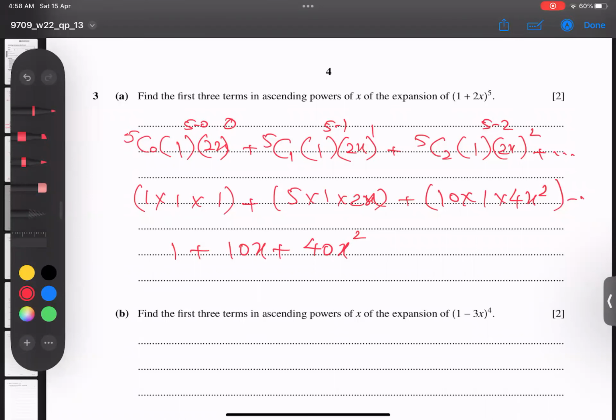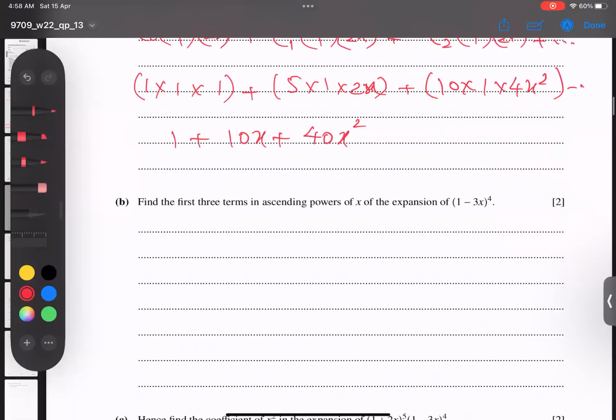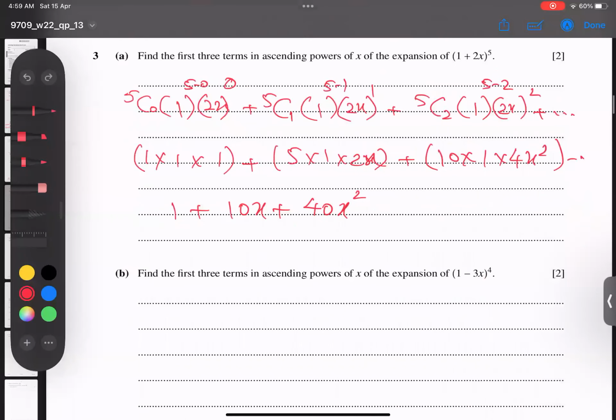Okay, so this part is clear. And let's go for the next part. The next part is asking to find the first 3 terms in the expansion of this. No problem. Same approach, but now I'm saving my time. 4C0, negative 3x to power 0. 4C1, negative 3x to power 1. 4C2, minus 3x to power 2.